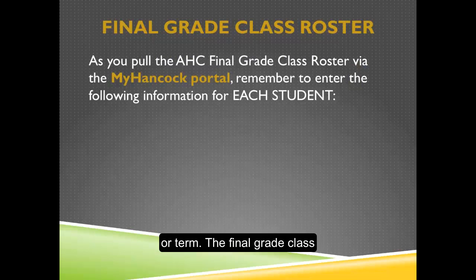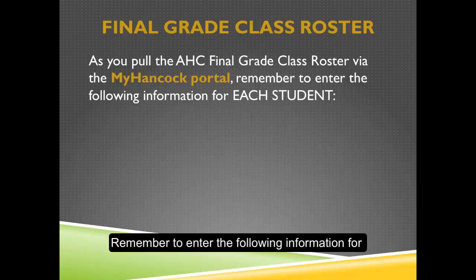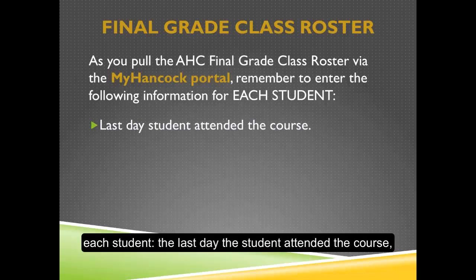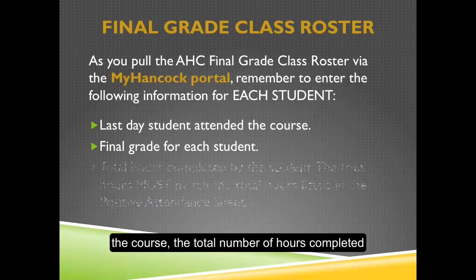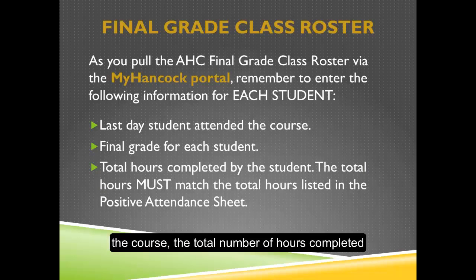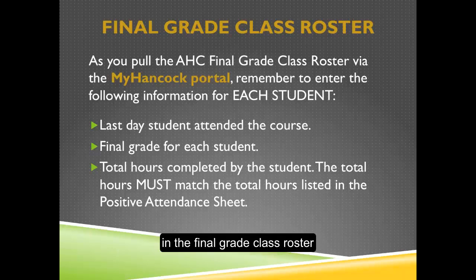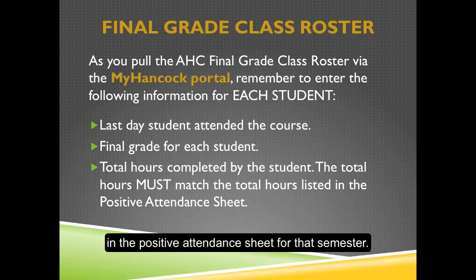The final grade class roster can be found via the My Hancock portal. Remember to enter the following information for each student: the last day the student attended the course, the final grade that each student received in the course, and the total number of hours completed by the student. And remember that the total hours in the final grade class roster must match the total hours listed in the positive attendance sheet for that semester.